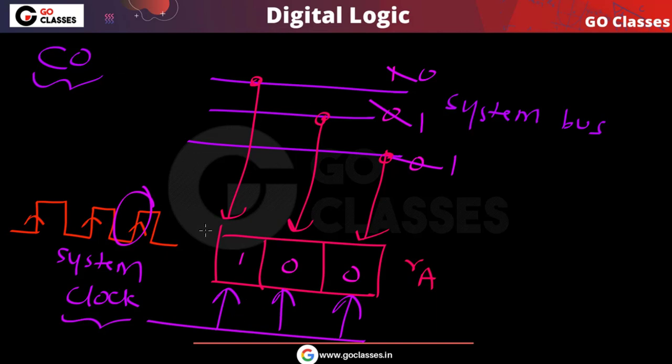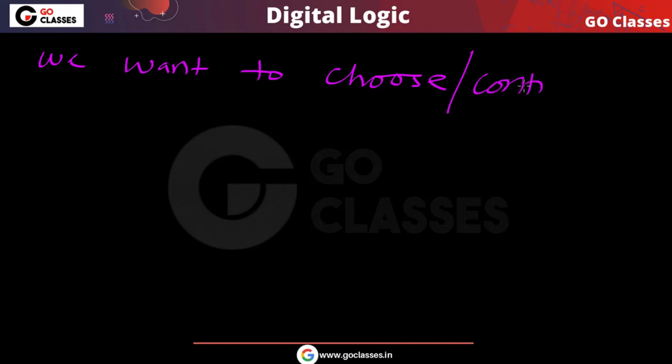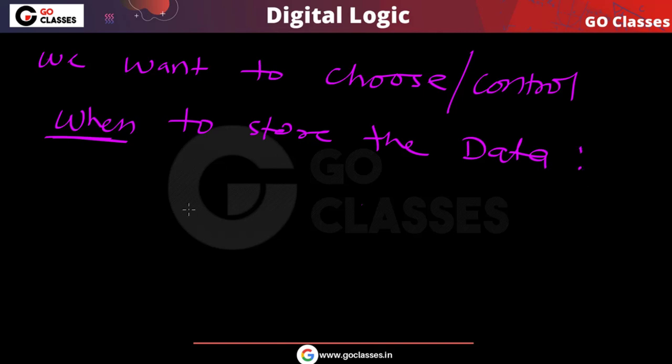You have studied this type of thing in computer organization, the system bus, register and all these things. So this is not what we want. We need some type of functionality. Basically, we want to choose when to store the data. We want to control when to store the data. This is what we want to do.